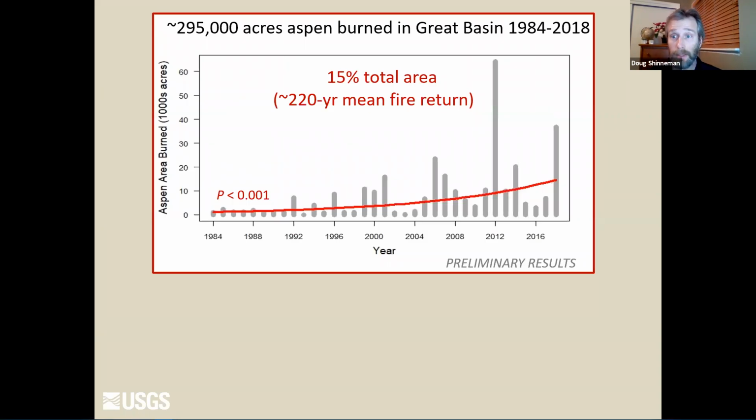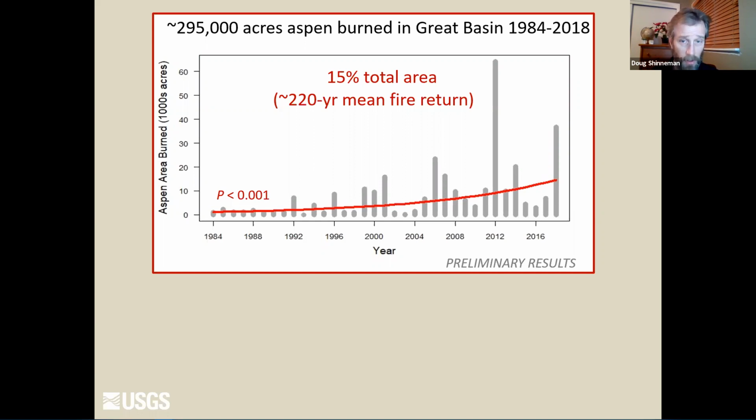And in fact, the area burned in the Great Basin aspen forests has increased significantly over the last 35 years. This is some unpublished results that I'm showing here from some work that I'm currently involved in, where I'm looking at the changes in fire activity in different types of ecosystems in the West over time. And in this case, we can see that there has been a significant increase in either aspen forest or aspen suitable habitat burned over the last 35 years, with almost 300,000 acres of aspen or aspen habitat that has burned during that period. And that would roughly equate to about a 220-year fire return interval.